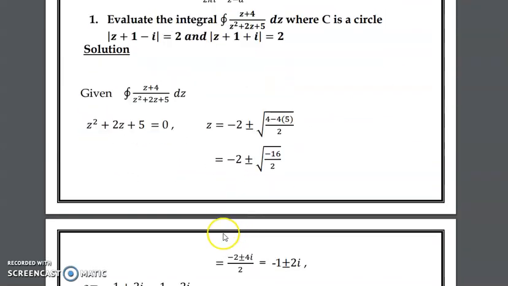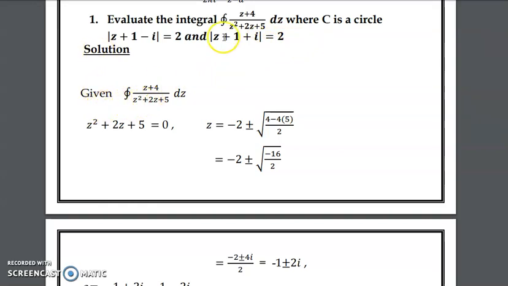We see the first question. Evaluate the integral z plus 4 divided by z square plus 2z plus 5 into dz, where C is a circle: modulus of z plus 1 minus i equal to 2, and modulus of z plus 1 plus i equal to 2.